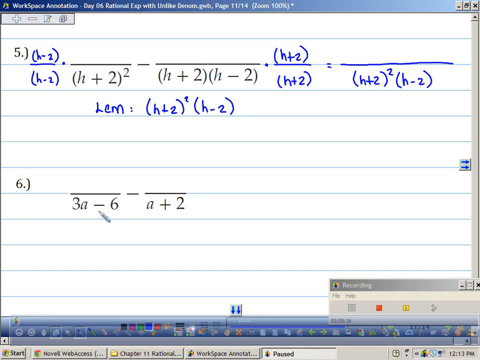Okay, what about this one? Let's factor it though. It will be 3 times A minus 2. Okay, so now what's my LCM? 2 times A minus 2 times A plus 2. We're still missing something. Oh, 3. 3 times A minus 2 times A plus 2. Correct?